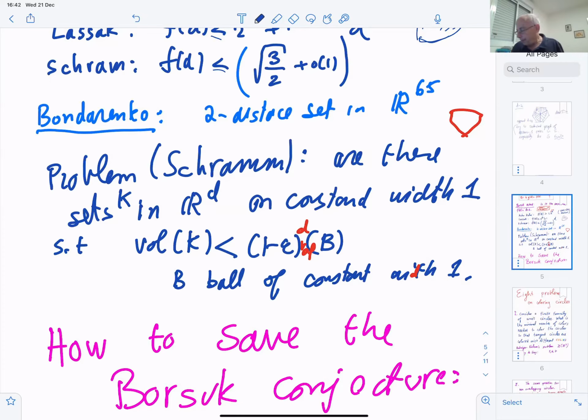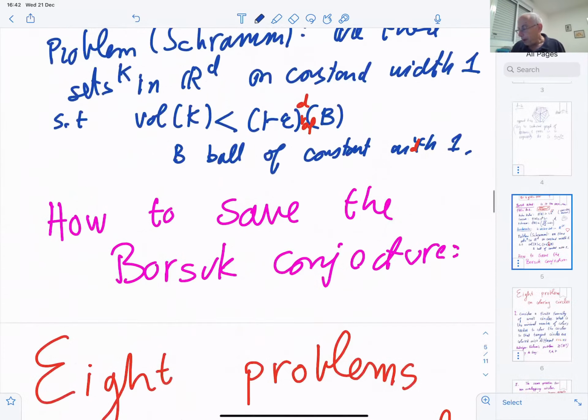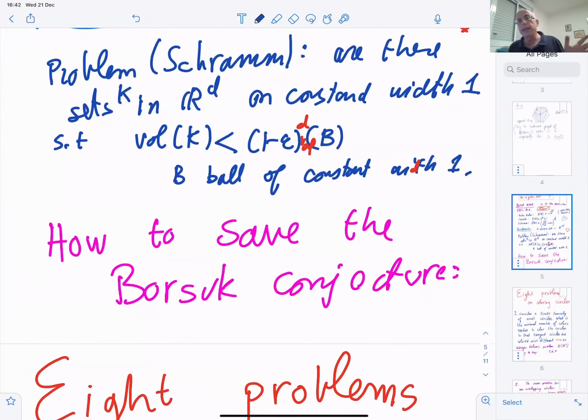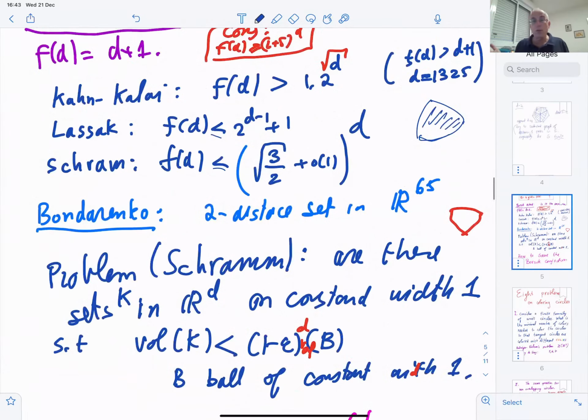So now what I want to tell you is I have two things on my agenda. One thing is to tell you about various problems related to the Borsuk conjecture, mainly in the plane. And the other thing I want to tell you is how to save the Borsuk conjecture. As I said, there are some obvious questions, so let me mention them.